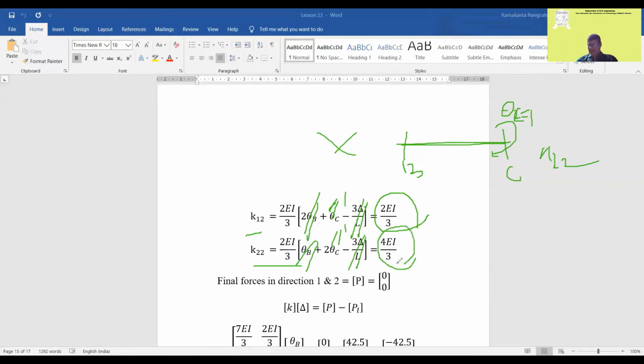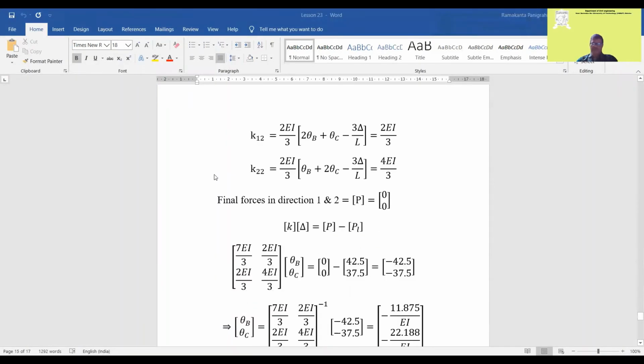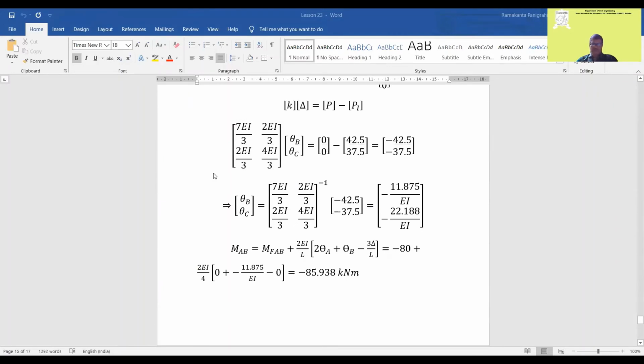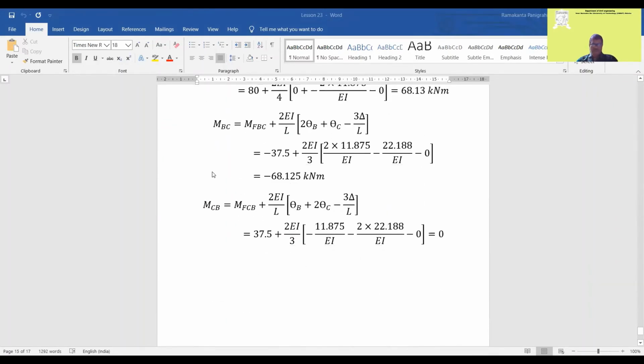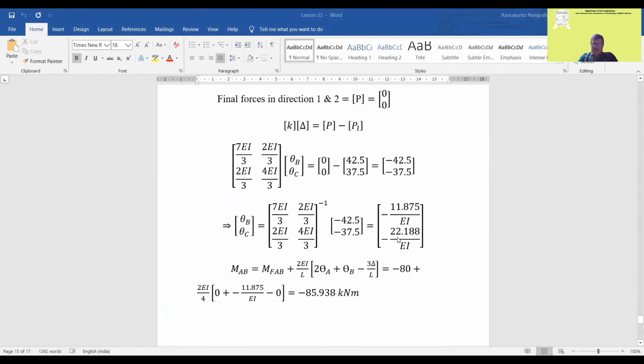Now I think you understand the concept of calculating the stiffness matrix. Now, what is the final force in direction 1 and 2? Because the P matrix is 0, I have told you there is no load applied. So P minus PL you have to calculate. Now see what is the value here.